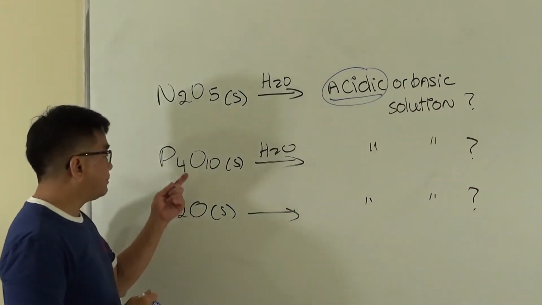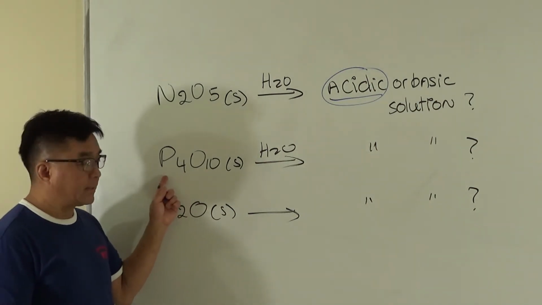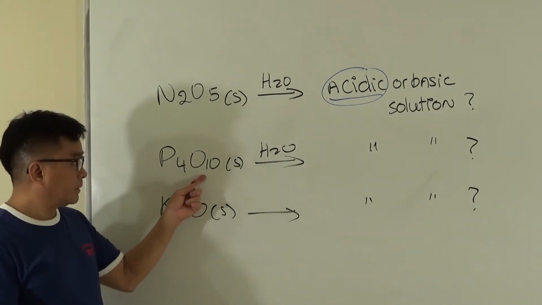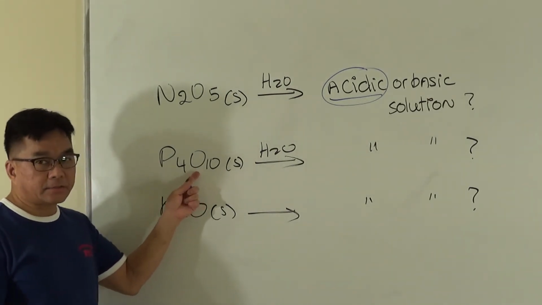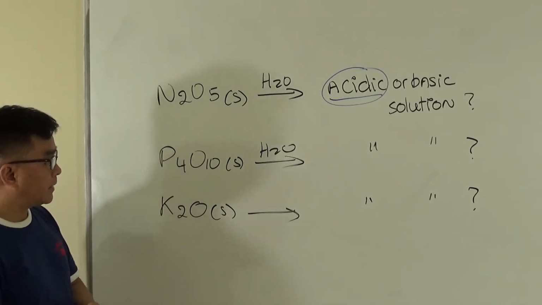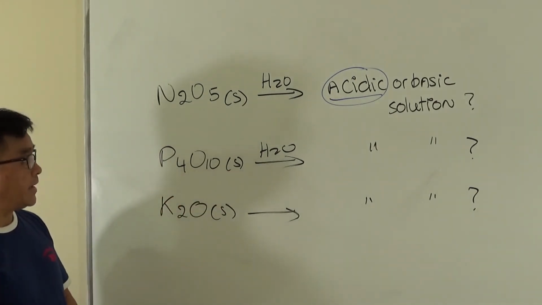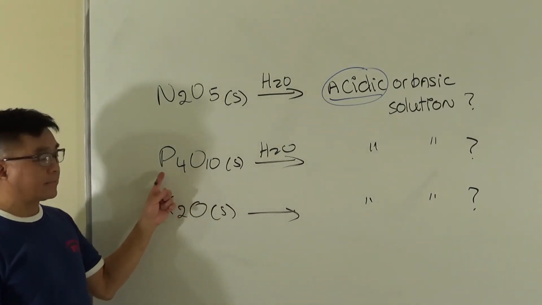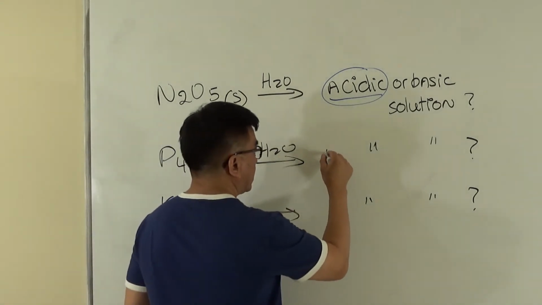And what about P4O10? So this is tetraphosphorus decoxide. So when you dissolve that in water, will it form an acidic or basic solution? Again, this is an oxide of a non-metal because phosphorus is a non-metal, so it's going to be acidic.